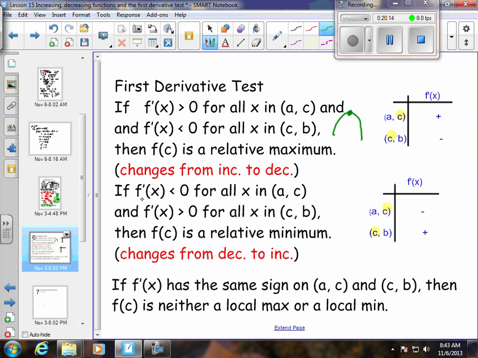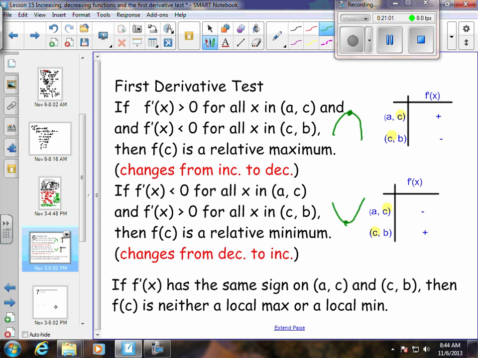Then on the other hand, if the derivative is negative in an interval and then goes positive in the next interval, the number that's common to those two intervals is a relative minimum. The function decreases and then the function increases. So it passed through a minimum point. That's the first derivative test. If the derivative has the same sign on those two consecutive intervals, then the point is neither a max nor a min.